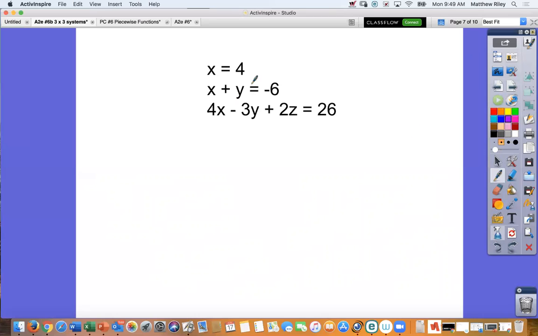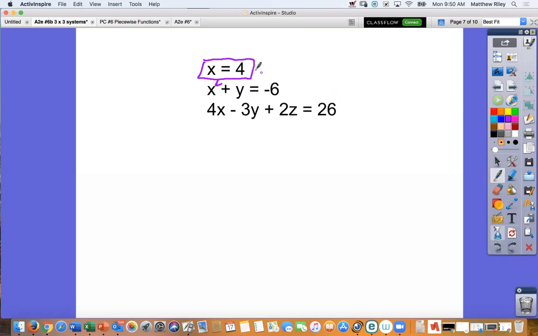If they ever tell you what a variable is right away, x is 4, well, I can plug that in right here, right off the bat. Go ahead and write that down. So if they ever start by telling you the value of any variable, plug it in right away.